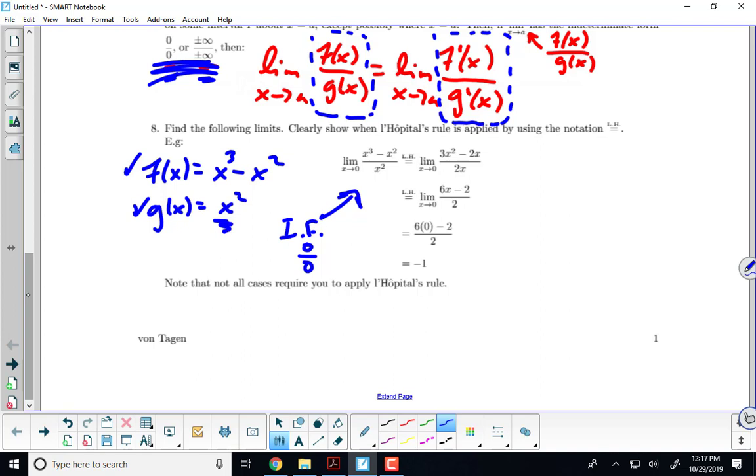Well, unfortunately, this is still not a limit that I'm able to evaluate. If I were to classify this, notice that this still has indeterminate form 0 over 0.